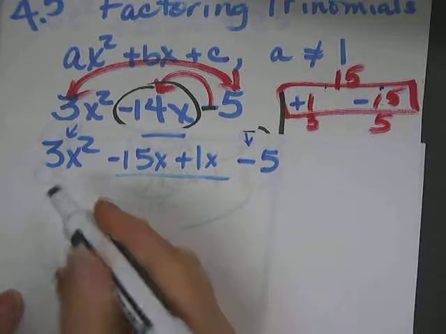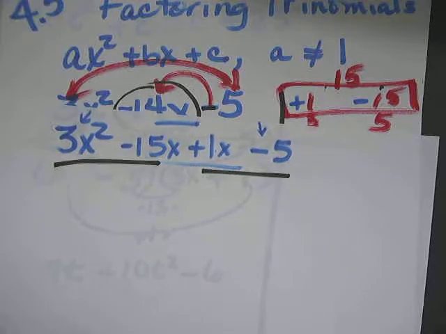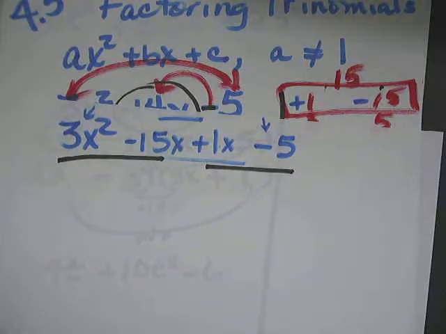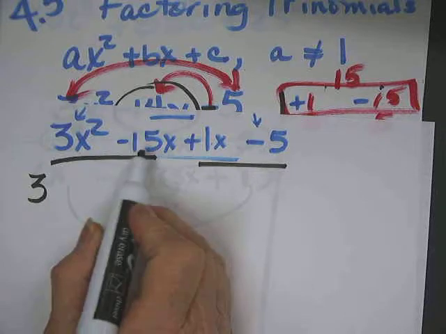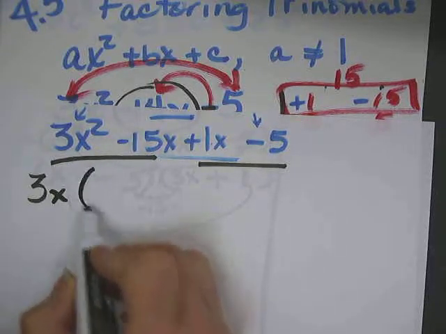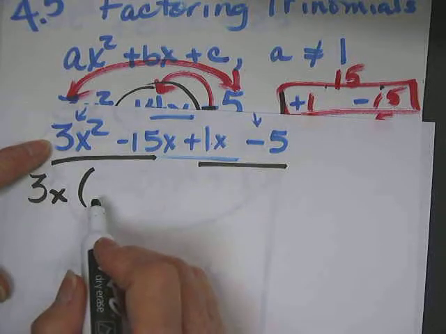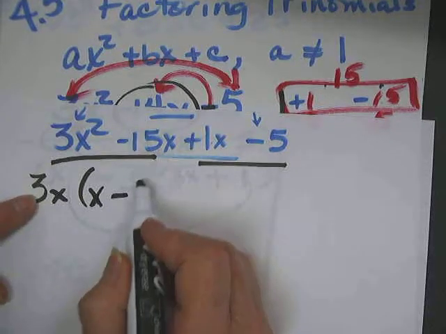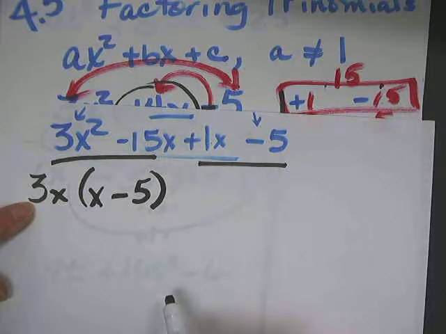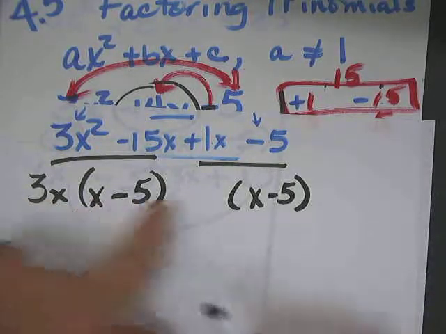What do we do when there's 4 terms? Do you remember? We group them. First 2 and the last 2. Okay? So, the first 2 have 3x in common. 3x squared is 3x times what? x. And then minus 15x is 3x times 5. Right?